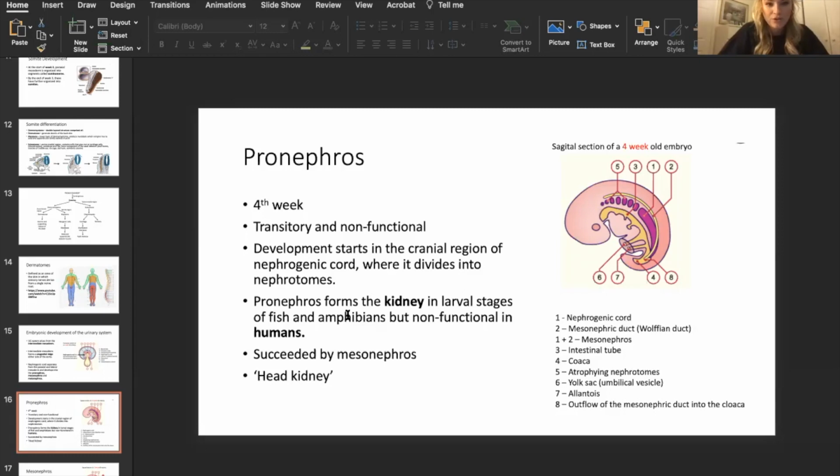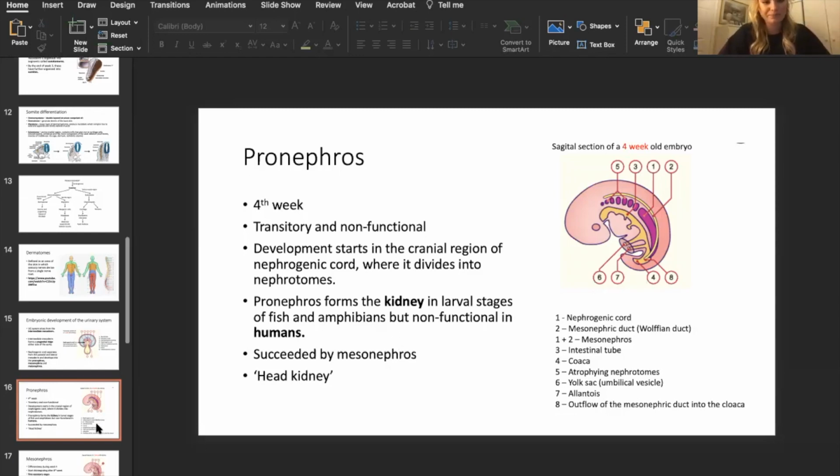The pronephros forms the kidney in the larval stages of fish and amphibians, but it is, like I say, not functional in humans, and it basically atrophies and just goes away. It is succeeded by the mesonephros, which we'll discuss in a second. A good way of thinking about it is like a head kidney. So it develops, like I say, in the head region of the embryo.